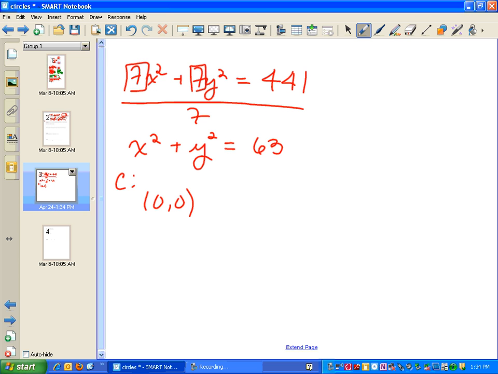0, 0, right? Would you agree? There's nothing with the x's and nothing with the y's, therefore it's 0, 0. And what's my radius? So it's the square root of 63, agreed? Which is about 7.9, about 8. Two squigglies, because it's approximately equal, instead of straight.